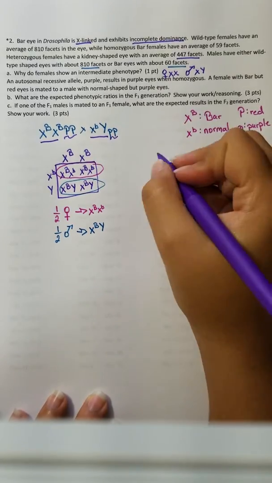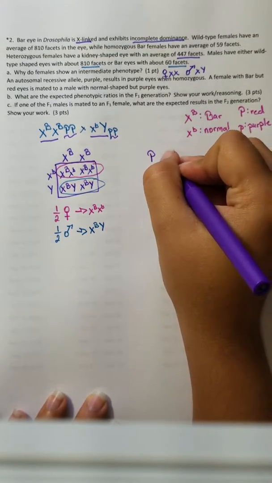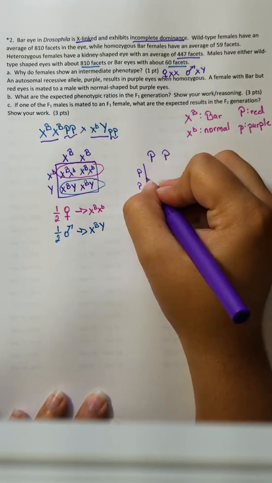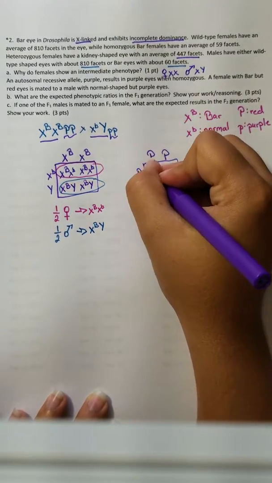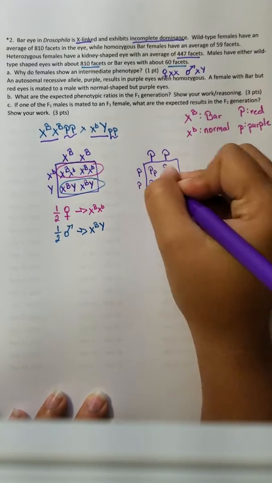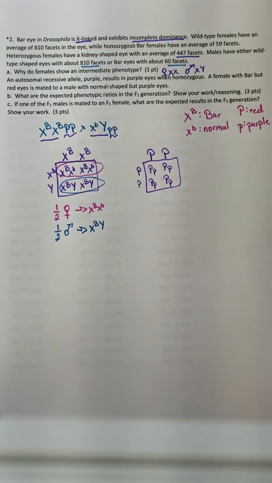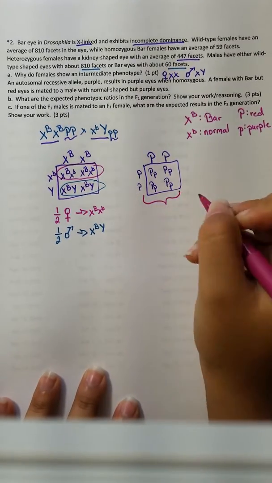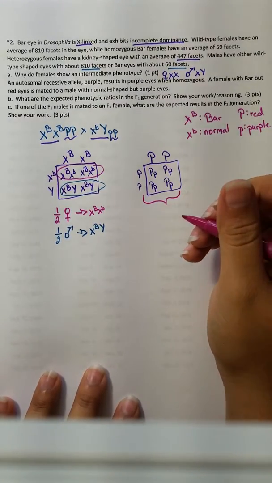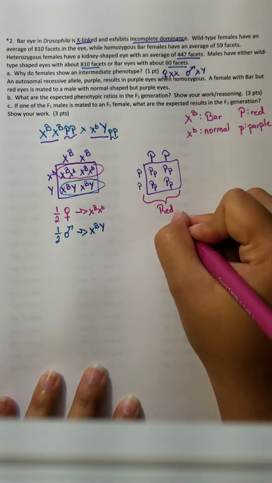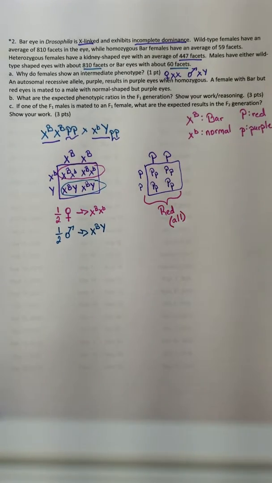Now we'll do the cross for the eye color. Your female has red and your male has purple. And as you would predict, all the offspring will have red eyes because the red allele is dominant to the purple. So we'll just say red for all of them.